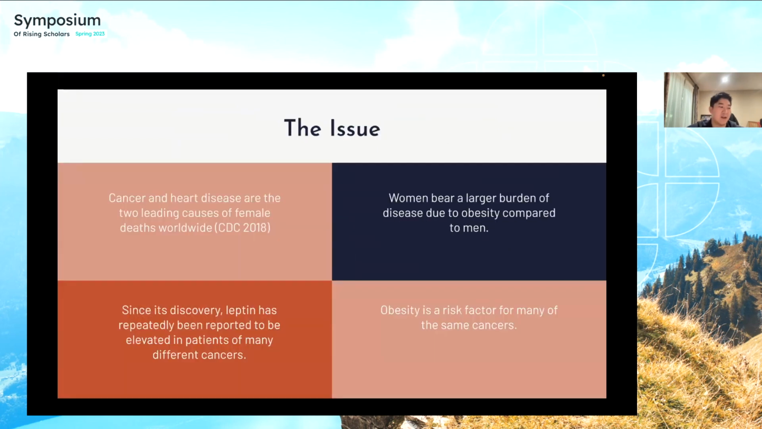So how do leptin and obesity present an issue? Well, let's consider a few things. As of 2018, the CDC ranked heart disease and cancer as the two leading causes of female deaths worldwide. It's important to note that obesity is one of the largest contributors to heart disease-related deaths, and is also a huge risk factor, with studies citing obese individuals to have increased chances of developing heart disease from anywhere from 2 to 4 times more than normal weight healthy individuals. Additionally, women bear a larger burden of disease due to obesity, and that means that a woman's quality of life is more drastically affected. On top of that, obesity disproportionately affects more women than men worldwide.